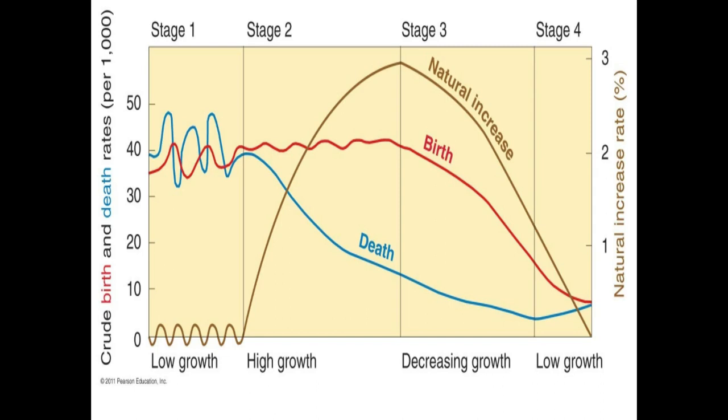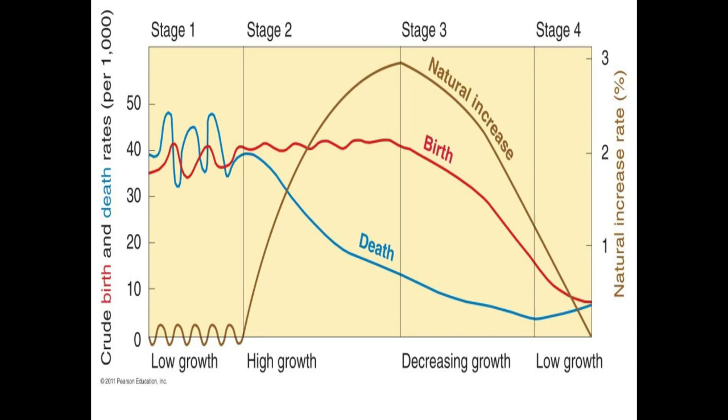Stage 3, you can see that the natural increase rate begins to plummet. That highest peak is at the beginning of stage 3. Once it hits that peak, it goes down. That natural increase rate goes down. And you notice the gap between the birth rate and the death rate begins to shrink and shrink and shrink. And it's no coincidence that the natural increase rate also goes down.